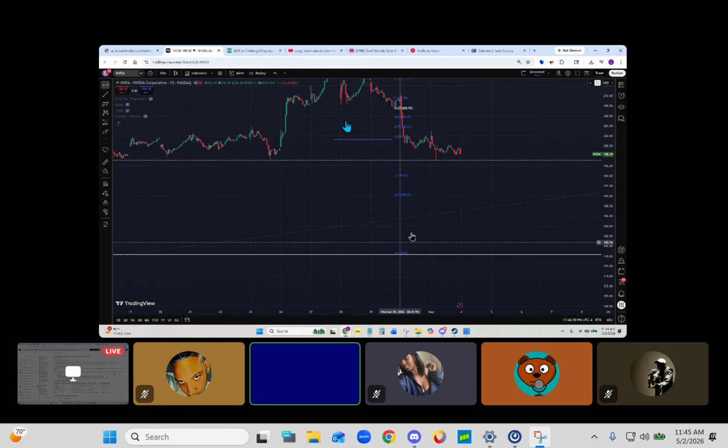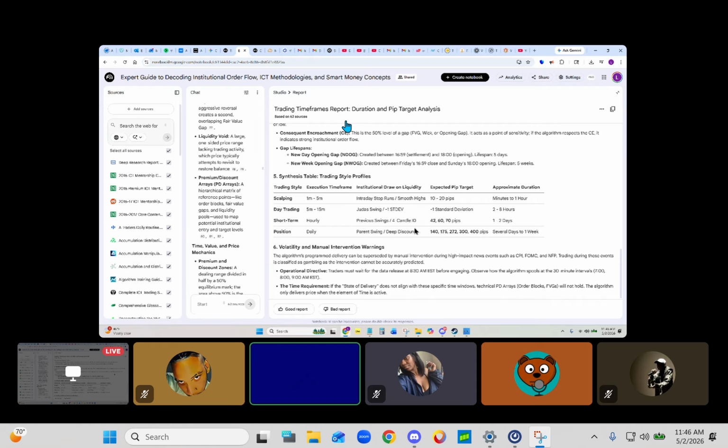Then there's the short-term traders, hourly, so forth, so on. This will take 1 to 2 days. The day trading takes 2 to 8 hours, roughly. Short term, you're on the hourly chart, previous swings, four candle identification, looking for that gap, the displacement or whatever, and then you're aiming for 42 to 60 or 70 pips, and this will take you about 1 to 2 days to get.